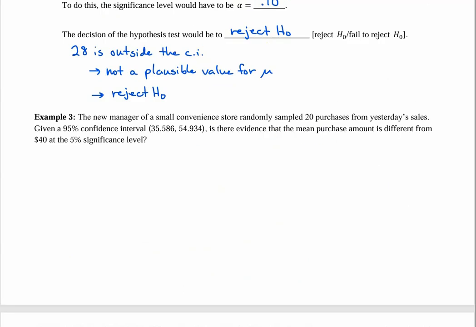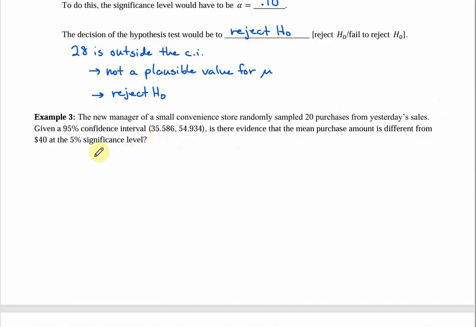For the third example, it does say we have a sample of size 20, so I suppose this is one where we're assuming that we have a nearly normal population, since we have a smaller sample size and we don't have the normal probability plot and box plot here. But we have a 95% confidence interval, and then we're looking for evidence that the mean purchase amount is different than $40 at the 5% significance level.